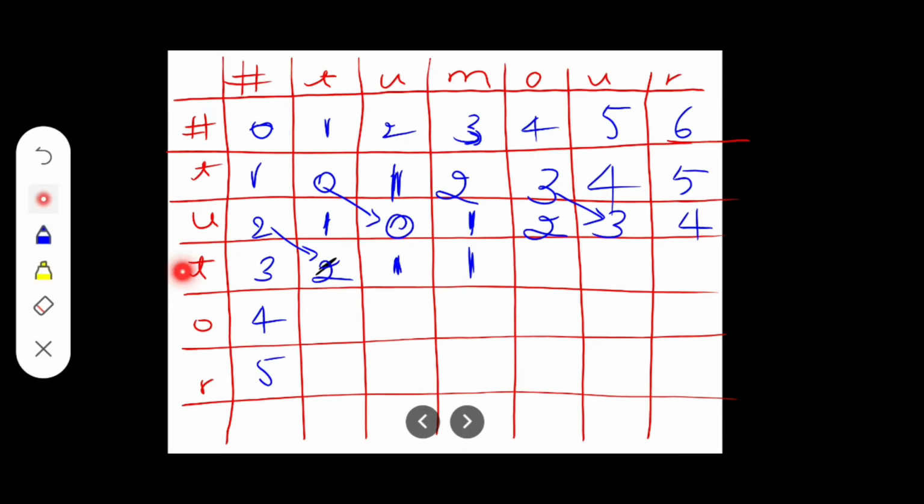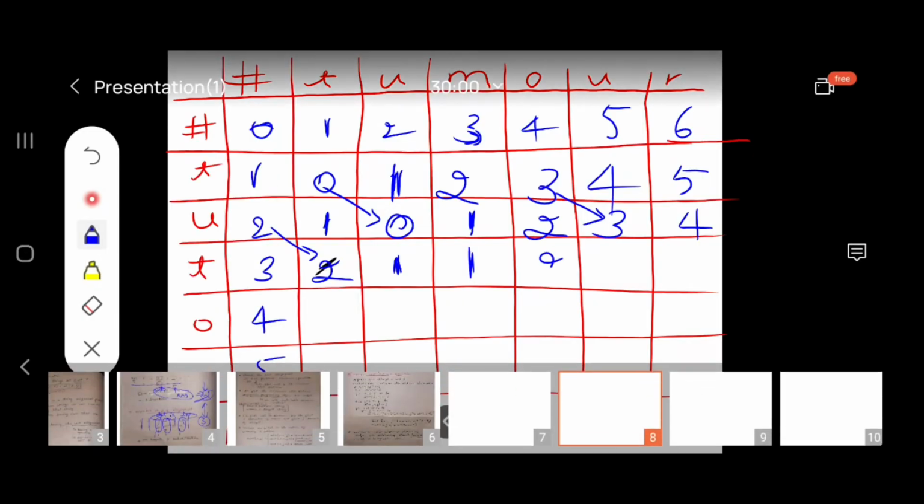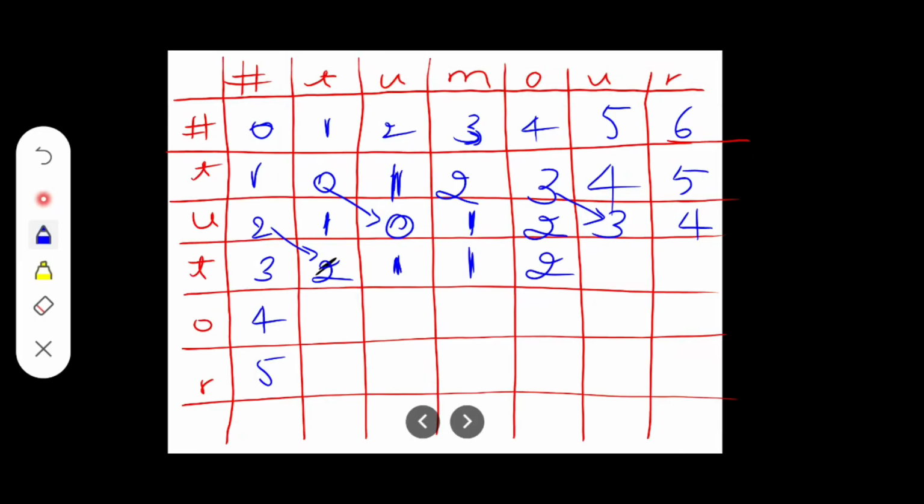Next, comparing t with o. T and o are not equal. So I have to fill this box, so I have to consider this set: 1, 1 and 2. Which is the minimum element? We have 2 ones, both having equal value, but consider any one. So 1 is the minimum element. So minimum element plus 1, that is 1 plus 1, which is 2. So I'll be writing 2 here.